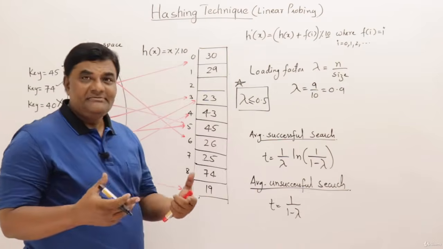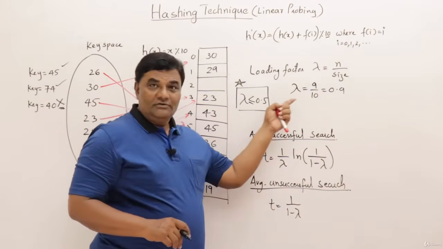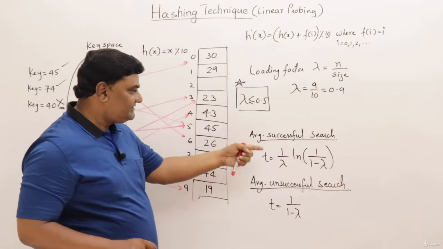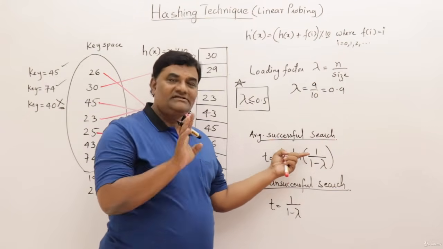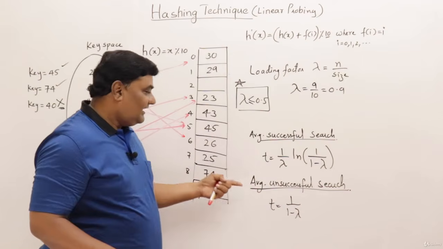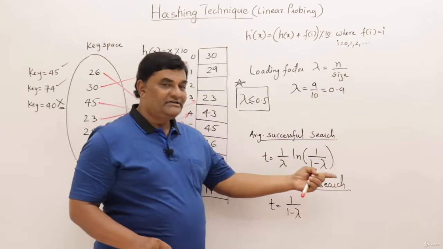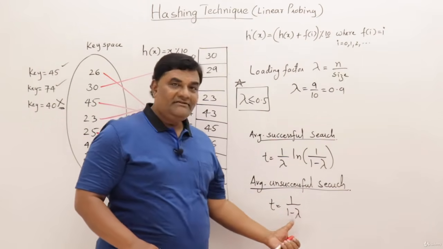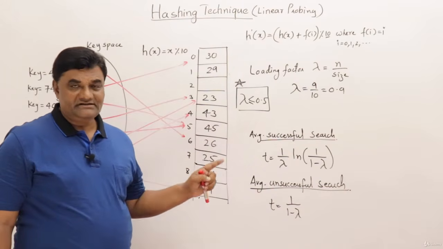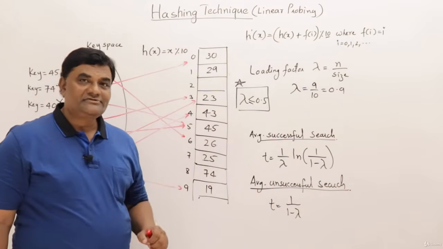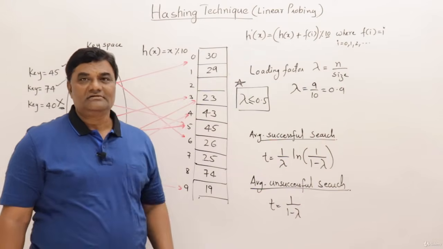Then what is the time taken? Time is dependent on the loading factor. So average successful search time, this is a known formula. So we don't have to do analysis. Just you have to accept this formula. And average unsuccessful search time is 1 by 1 minus lambda. So these are the successful search and unsuccessful search average times for linear probing.